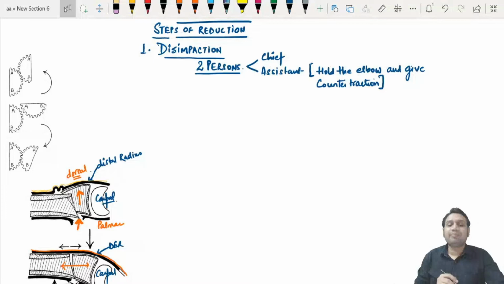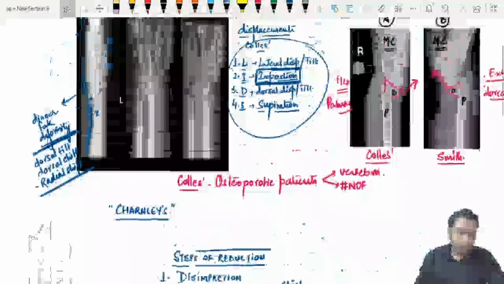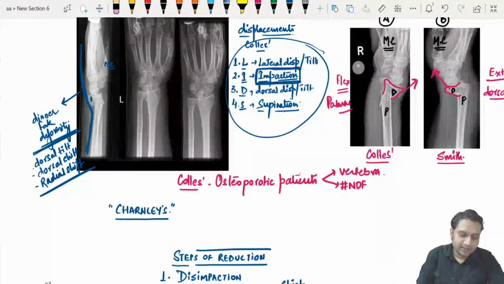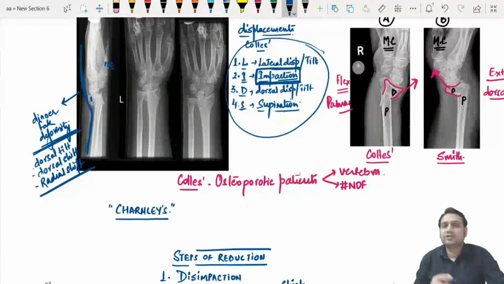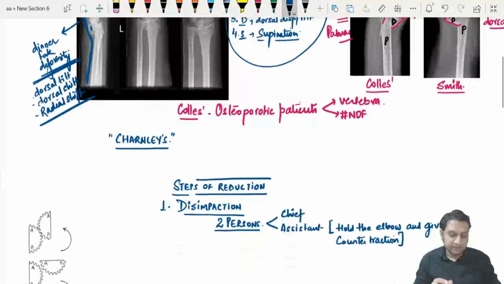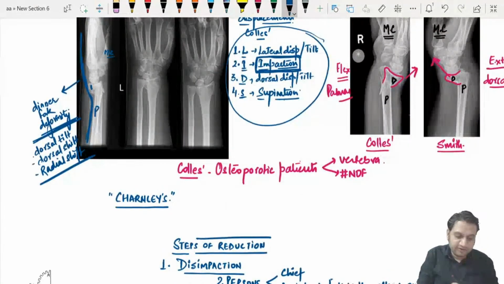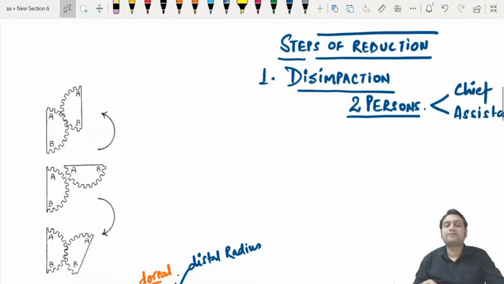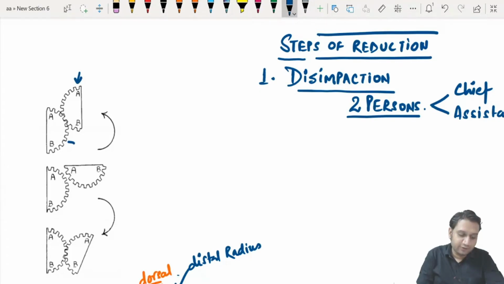Second, in the disimpaction, I told you that there are two fragments which are merged into each other. Now to disimpact, it is not as simple as it looks. You cannot just pull and have it disengage. The proximal fragment and the distal fragment behave like two half circles. What is special with them? These are not smooth circles. These have got teeth.